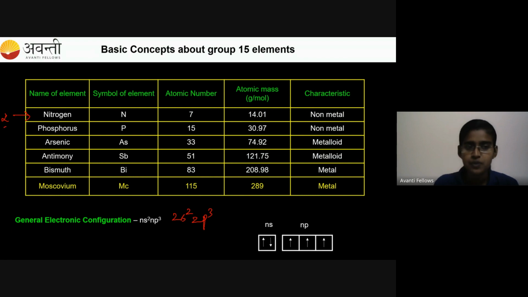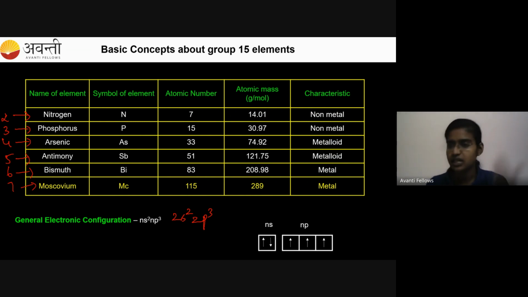And phosphorus belongs to the third period. Arsenic is the fourth period, then fifth period, sixth period, and seventh period. So you will have 2s2 2p3 for nitrogen, 3s2 3p3 for phosphorus, 4s2 4p3 for arsenic, and it goes on.